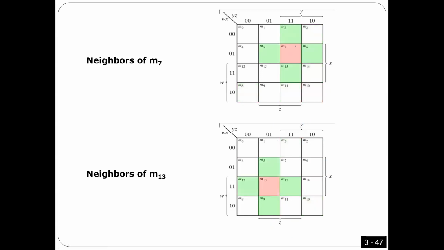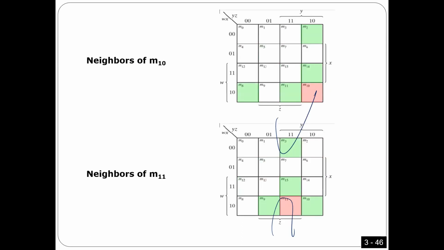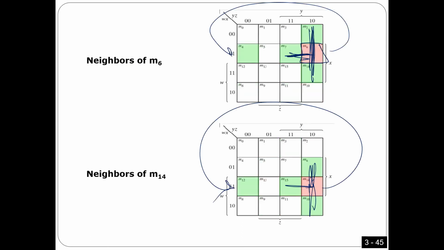Same thing here for this one here. It has two vertical and two horizontal neighbors. Same thing here. Any questions? So I'm going to continue. Again, the good thing is nothing is new. If you understand three variables, it's exactly the same thing, but on the bigger map.